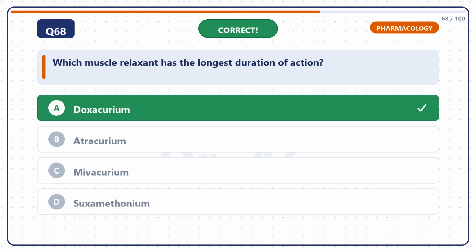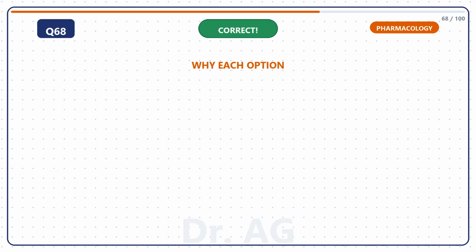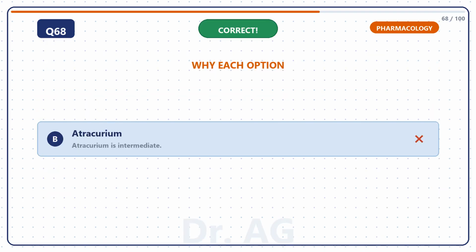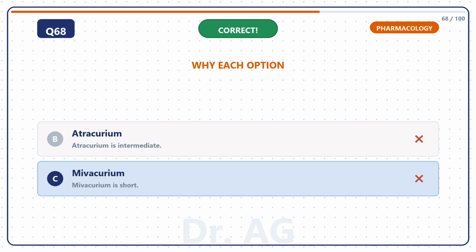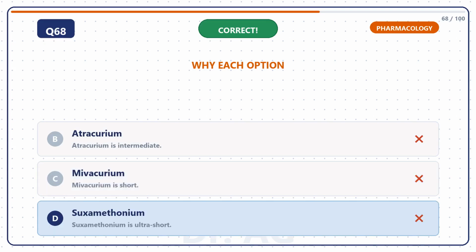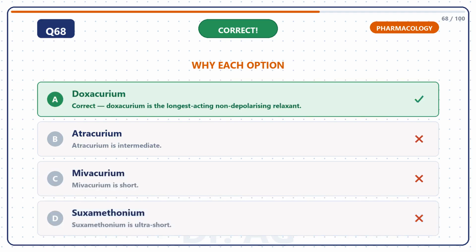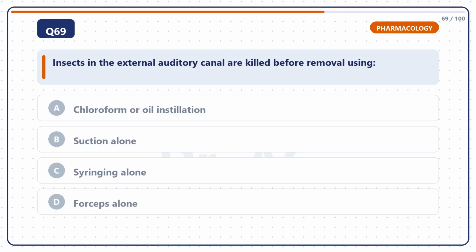The correct answer is option A. Doxacurium. Let's go through the options. Atracurium. Atracurium is intermediate. Mivacurium. Mivacurium is short. Suxamethonium. Suxamethonium is ultra-short. And the correct answer is doxacurium. Correct. Doxacurium is the longest-acting non-depolarizing relaxant. So, the right answer is option A. Doxacurium.